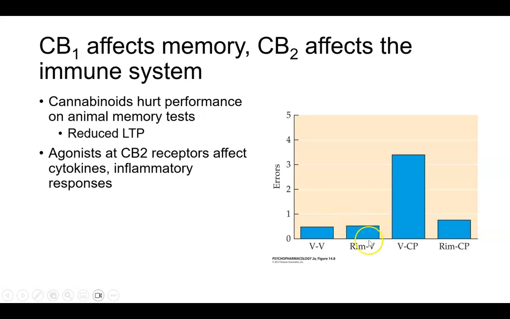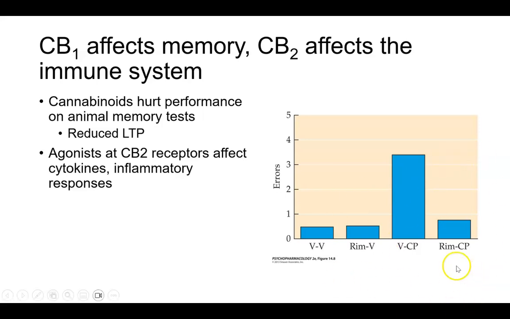And as you can see, again, basically, if you get rimonabant and then you get a vehicle, you don't really get a lot of change between training and test. You're not making a lot of mistakes. Here, you have a group that gets a vehicle at training, but at test, they get some type of cannabinoid. And in this case, as you can see, there are a lot more working memory errors here. The rats are making more mistakes. They're revisiting arms of the maze that they've already been to.